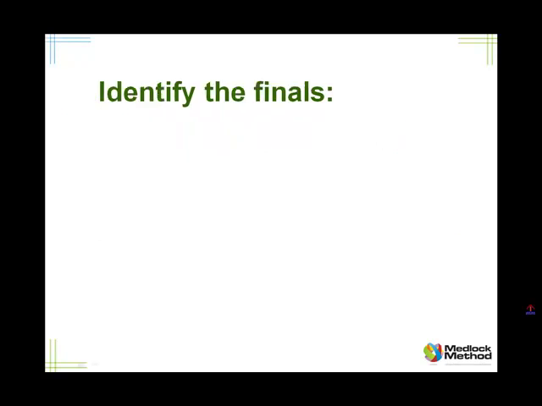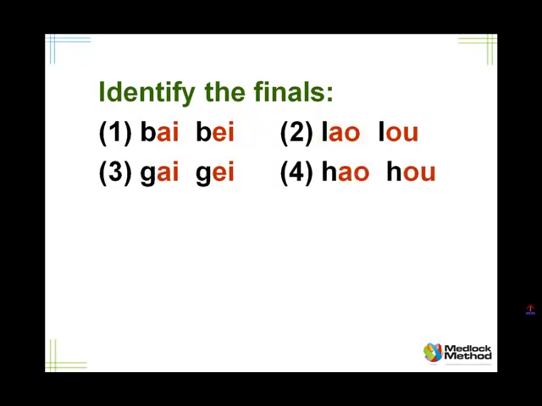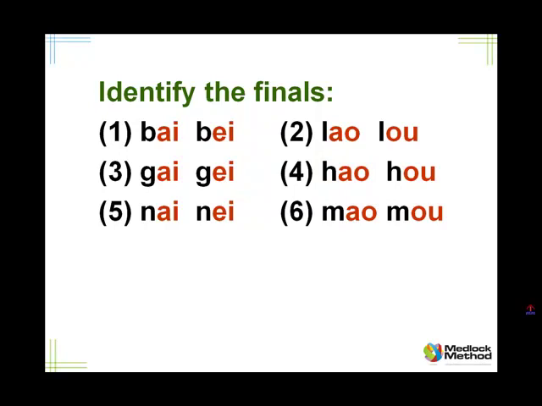Good, okay. And next ones, we are going to find out which finals. Pay attention to the finals. As previously, I will say the word and you choose which one. So number one has a choice of two and you just say which one you think it is. Okay, now let's try number one. Bay. Good. Number two. Lao. Number three. Guy. Number four. How. Number five. Nay. Number six, more.